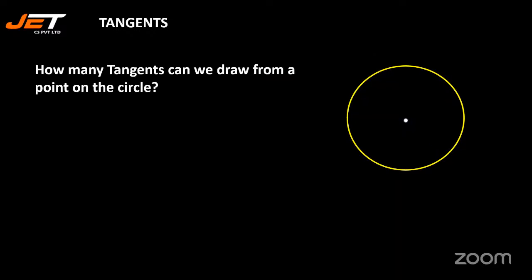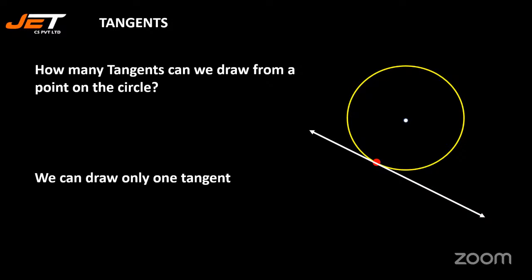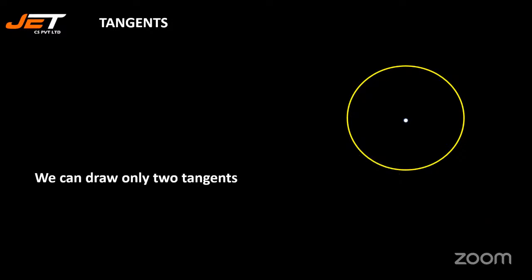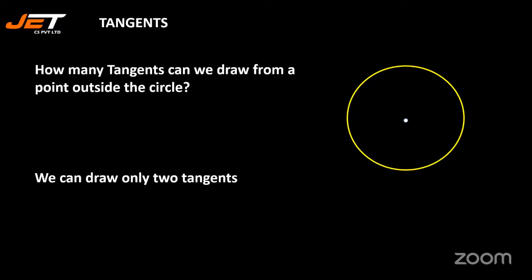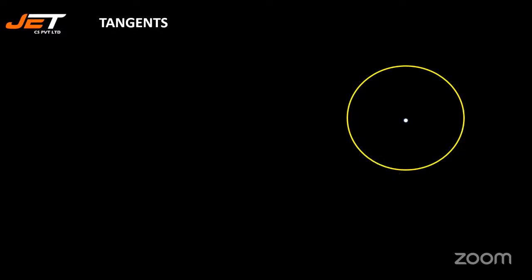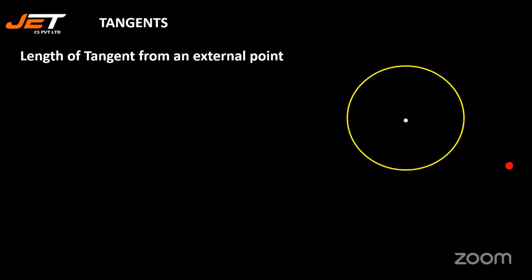All right. Now, how many tangents can we draw from a point on the circle? We can draw only one tangent. How many tangents can we draw from a point outside the circle? We can draw two tangents. Now, the length of the tangent from an external point.